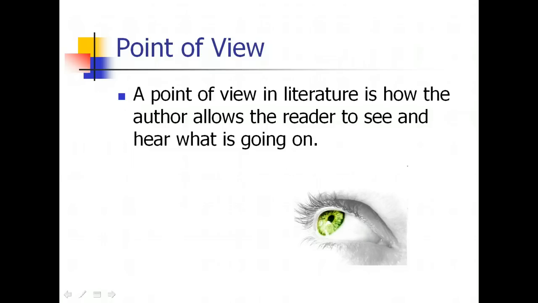A point of view in literature is how the author allows the reader to see and hear what is going on. A good author can fix a reader's attention on the detail, opinion, or emotion the author wants to emphasize by manipulating the point of view. There are 3 different points of view.